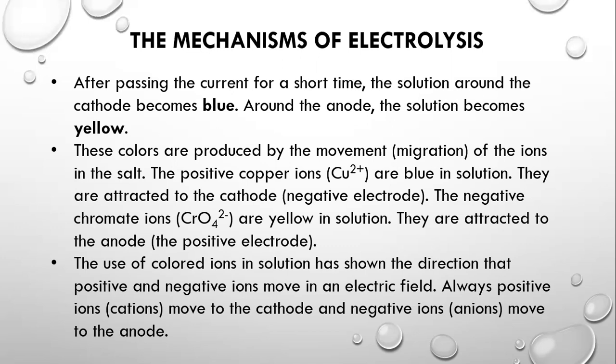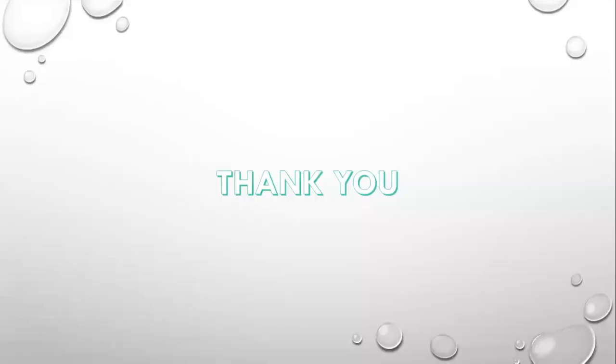The use of colored ions in solution has shown the direction that positive and negative ions move in the electric field. Always, positive ions, the cations, move to the cathode, and the negative ions, the anions, move to the anode. So that's all for this video. I hope it's clear. We've seen the weak and the strong electrolytes. We've also discussed briefly the mechanism of electrolysis.